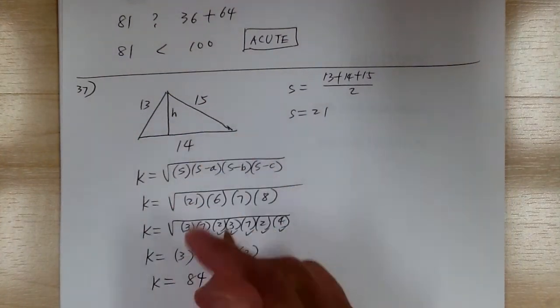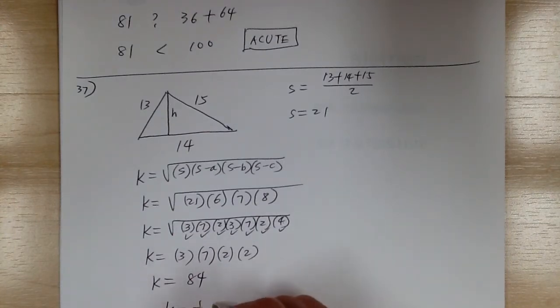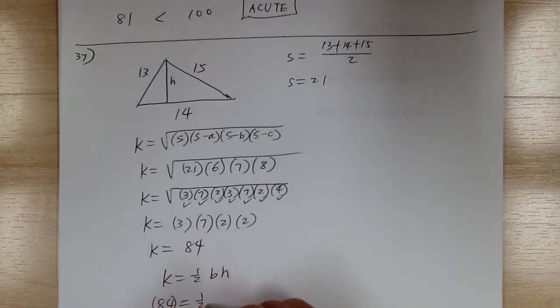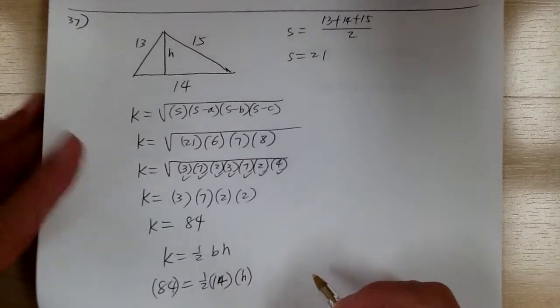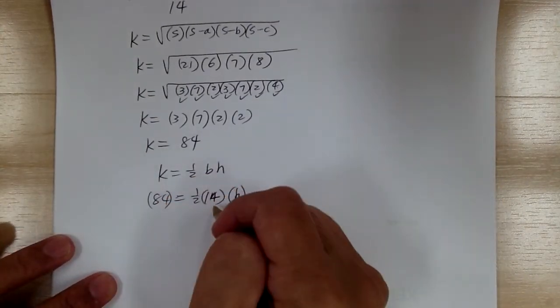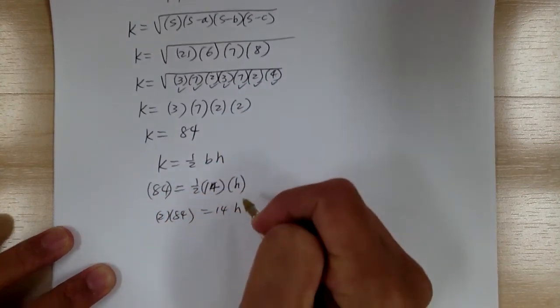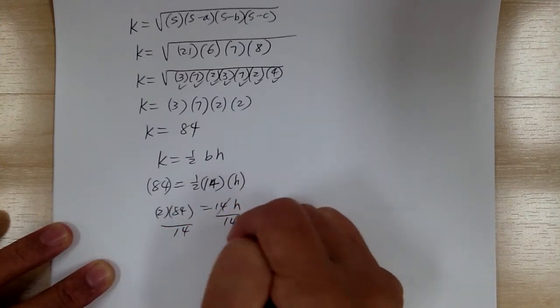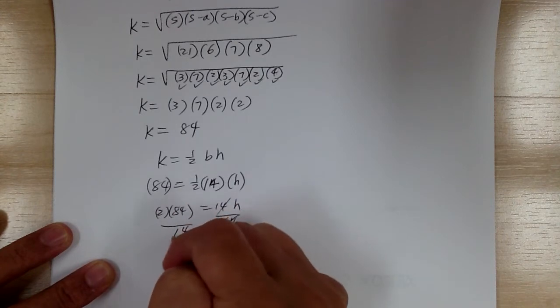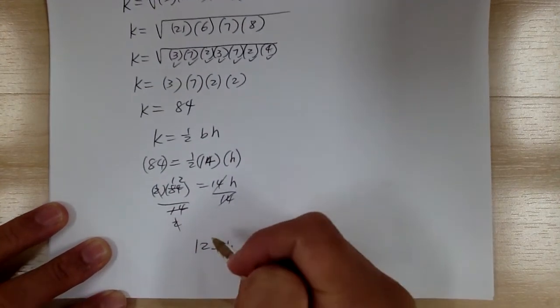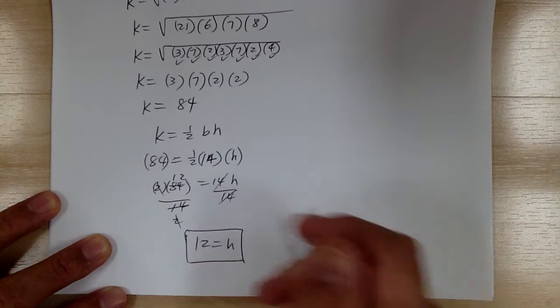Which is also equal to 1/2 base times height, right? So K equals 1/2 base times height. And so you can substitute: 84 equals 1/2, the base is 14, times the height. Multiply by 2 to get rid of the fraction. Divide by 14, so this cancels out. And this can also cancel out, so divide by 7. And so h equals 12. Okay, let's go to the next one.